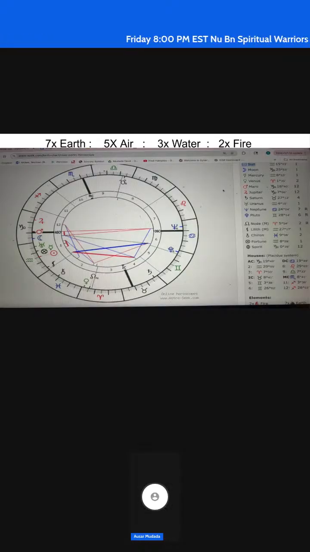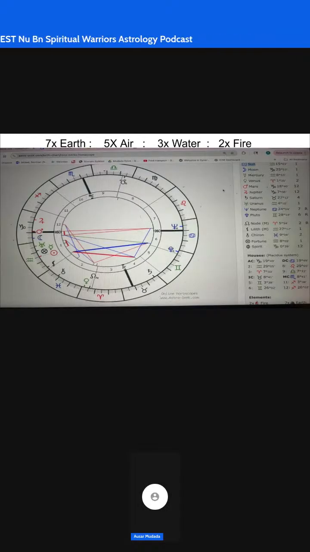She has 7 planets in Earth sign. Okay, that has a significant meaning. She has 7 planets in the Earth sign, 5 planets in air, 3 in water, and 2 in fire.